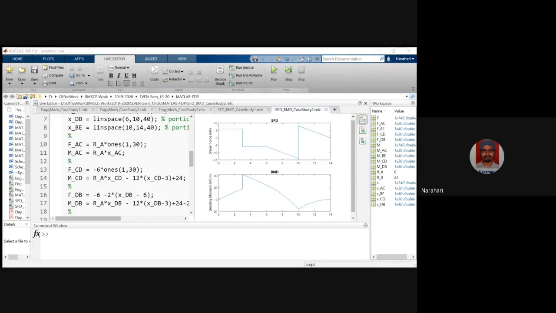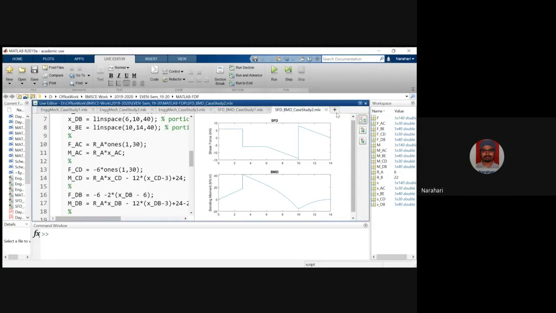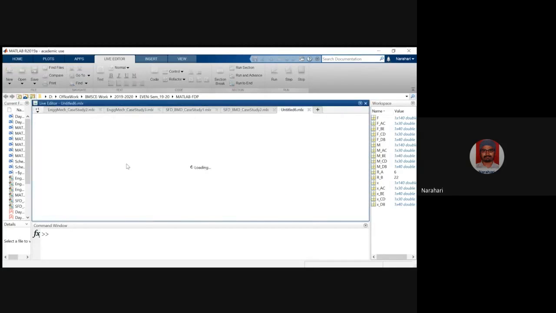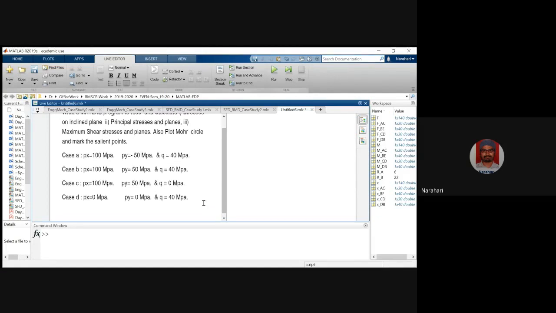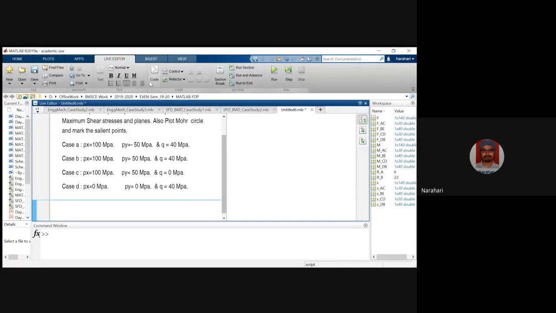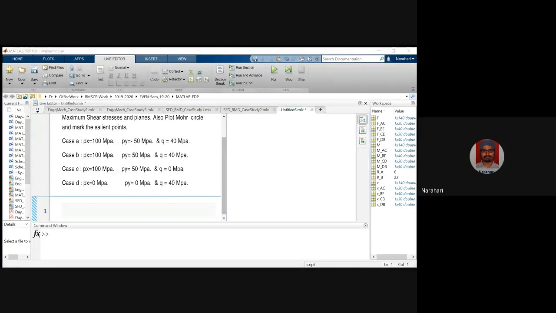One second. One snapshot I'll just give you so that at least you have that idea that a Mohr circle can also be plotted in a very similar fashion. Okay, this is the question you have, wherein you have been given various cases. So I will just give you the code for this one.